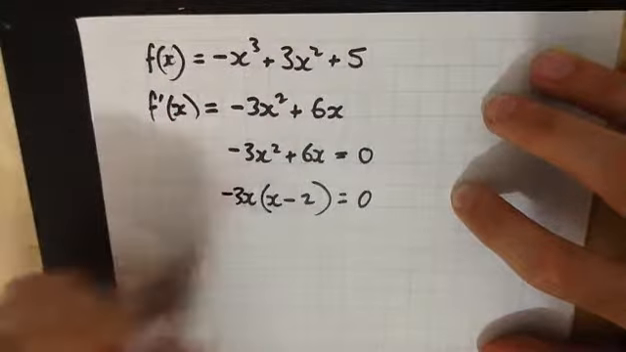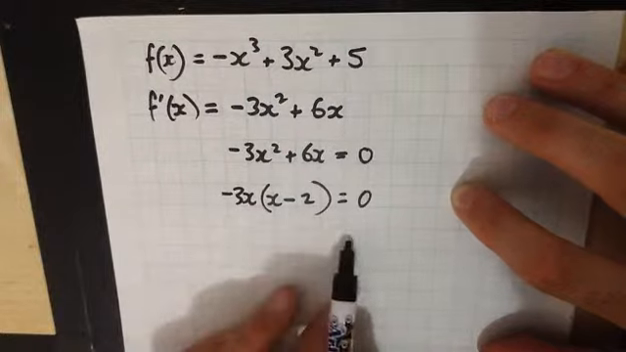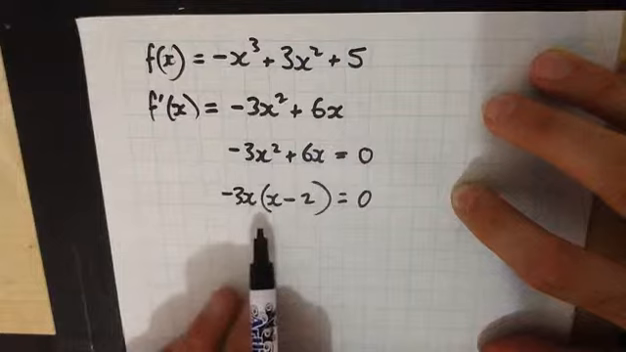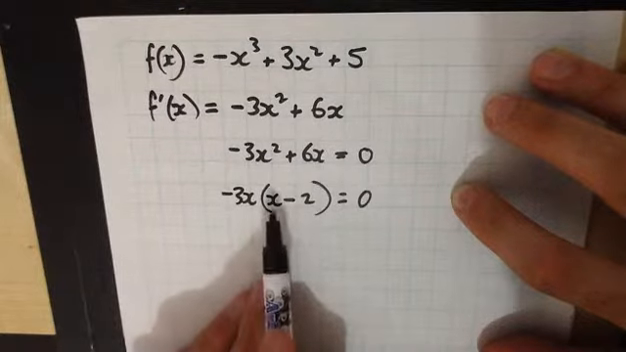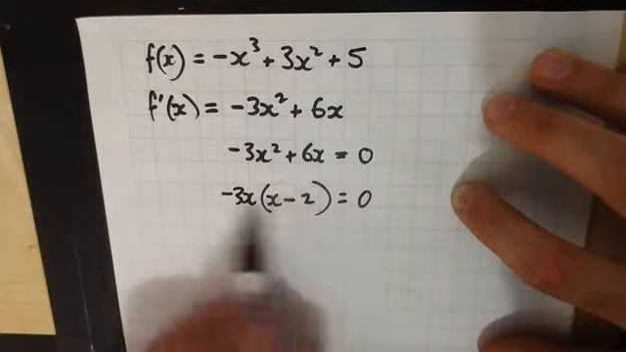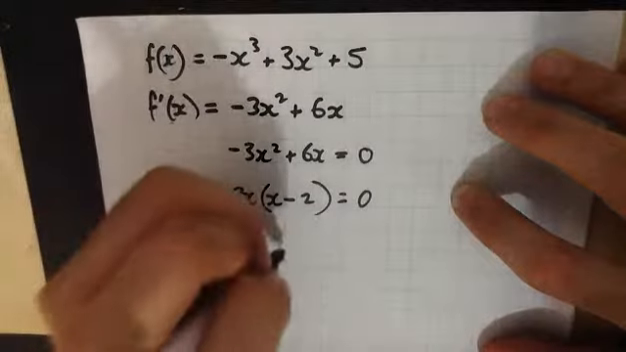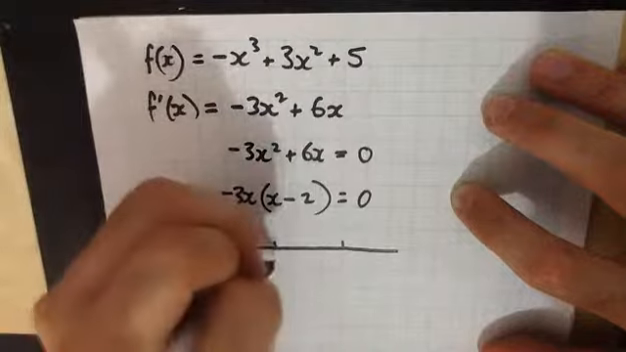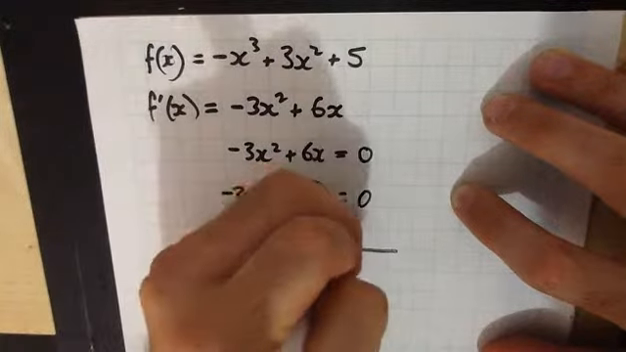Okay, so therefore, in order for this function to equal 0, x could be 0, because it'd be 3 times 0, that would turn the whole thing into a 0, or x could be 2, because 2 take 2 would turn the brackets into a 0, then the whole thing becomes equal to 0. So my two values for my sign diagram, x could be 0 or x could be 2.